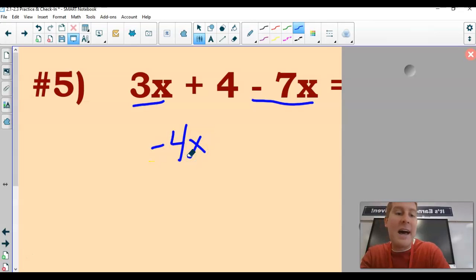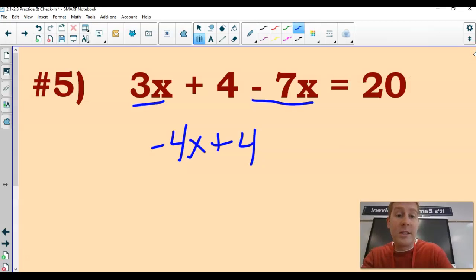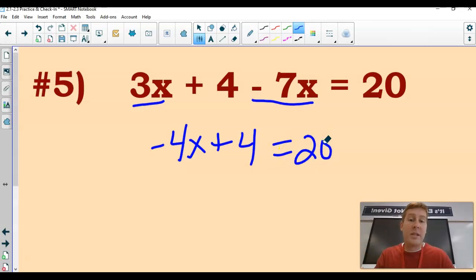That plus 4 is not a variable term. There's no other terms to combine it with, so I'm going to leave it as just plus 4. Okay, so the left-hand side is simplified. Let's ask ourselves, can we simplify anything on the right-hand side? No, we just have a 20. So let's write equals 20. And now we're going to solve this two-step equation.